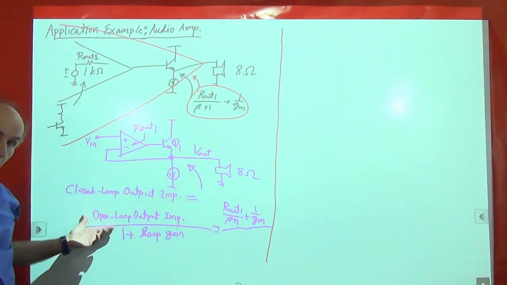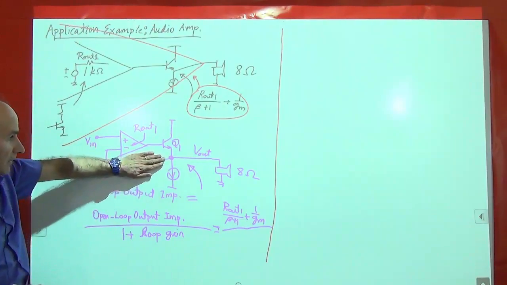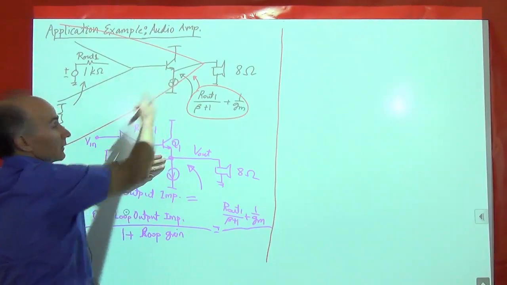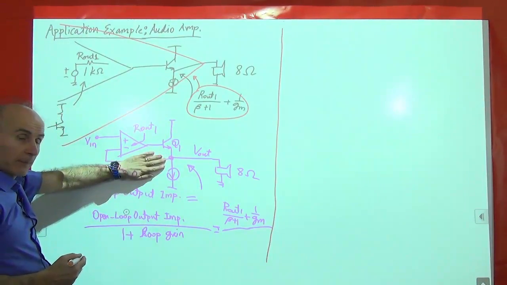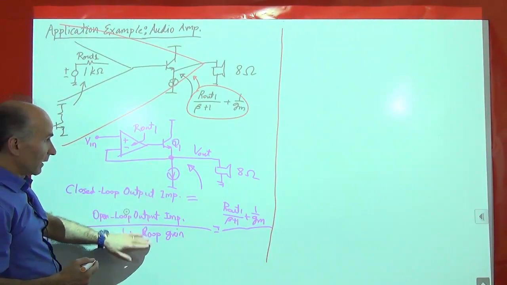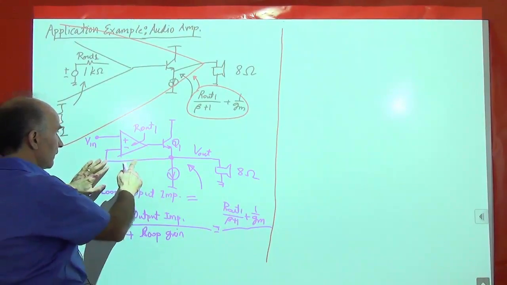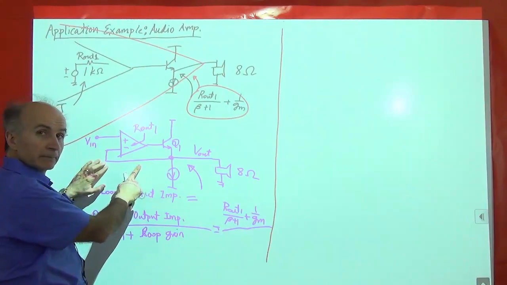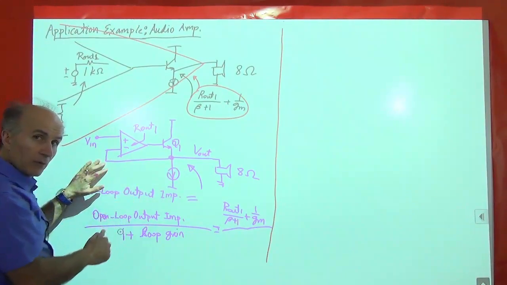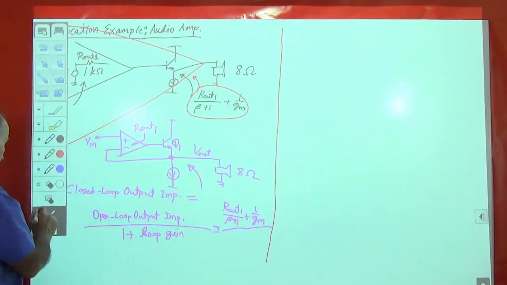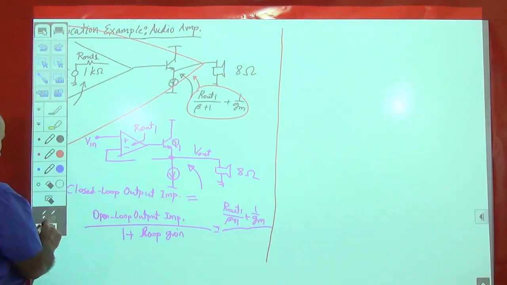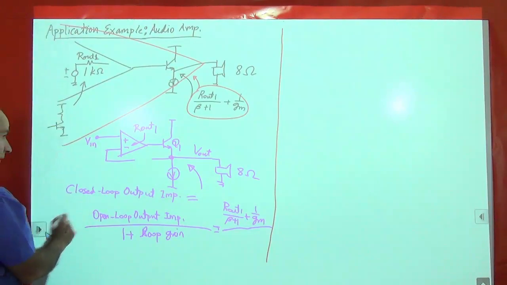That is the open loop output impedance, right? If we just disconnect this wire and look here, that's what we calculated before. And then how much is the loop gain? The loop gain says: if I travel from here, go around and come back, how much is the voltage gain? So let me try to do that. Let me just cut this wire a little bit and then change the color.